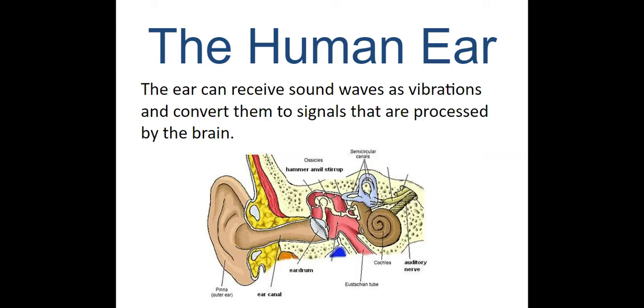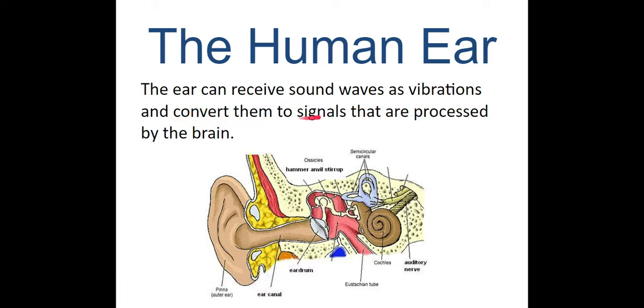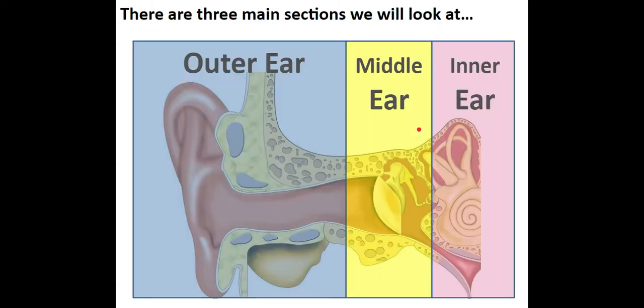The human ear. The ear can receive sound waves as vibrations and convert them to signals that are processed by the brain. The ear can receive sound waves as vibrations and change them into signals that the brain can understand. The 3 main regions we're going to look at: the outer ear, the middle ear, the inner ear. These are the 3 main regions.